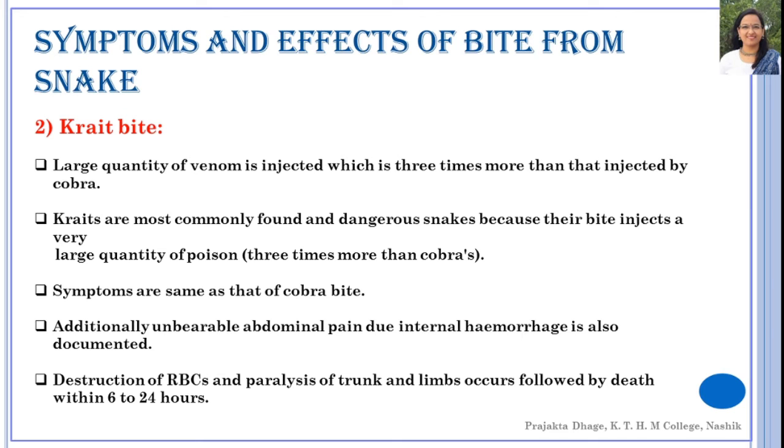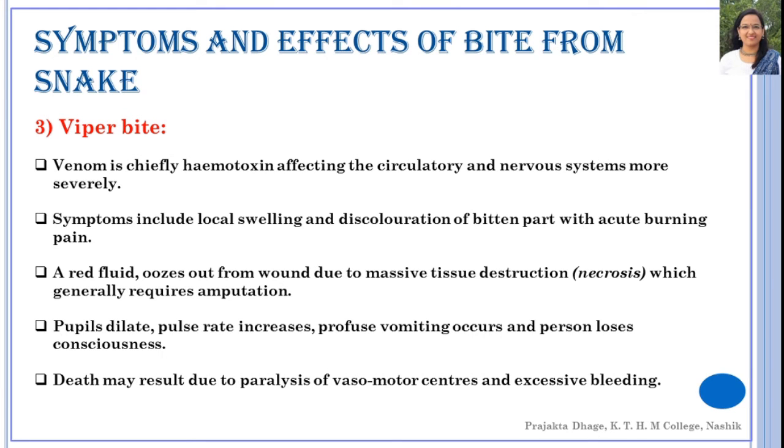Now the next snake that we are going to deal with is the viper. The venom is hemotoxin, affecting the circulatory and nervous system both. Symptoms include local swelling and discoloration of the bitten part with acute burning pain. A red fluid oozes out from the wound due to massive tissue destruction, which generally requires amputation. So you have to amputate the bitten part.